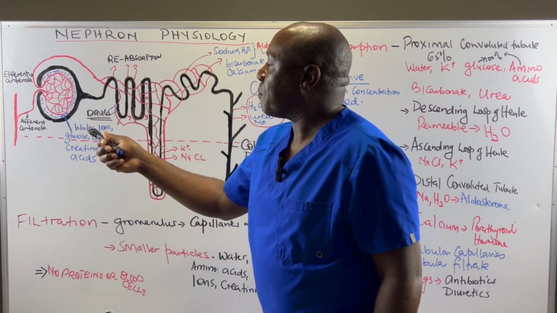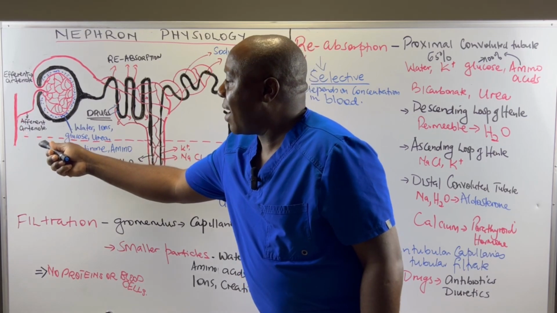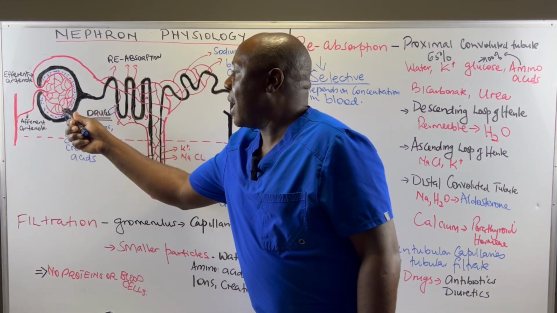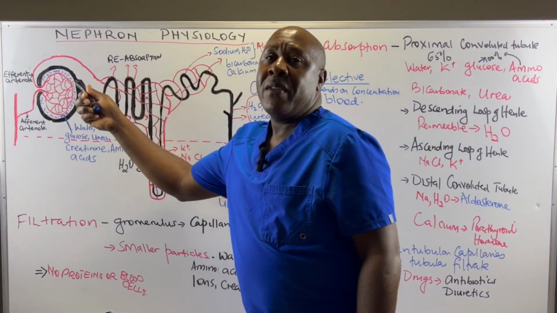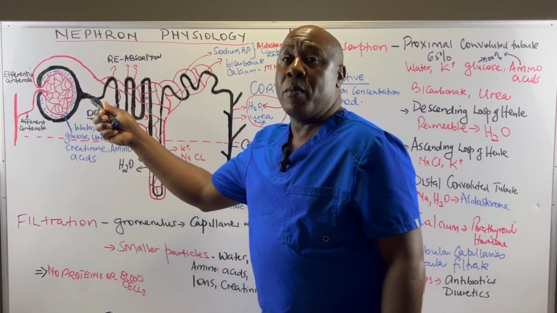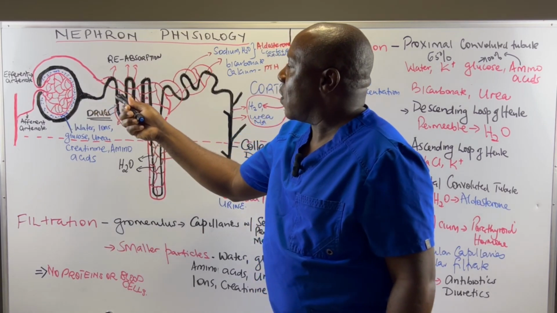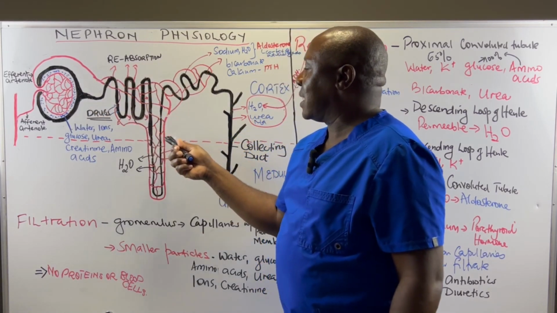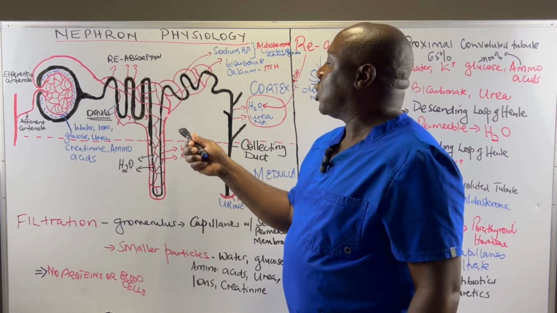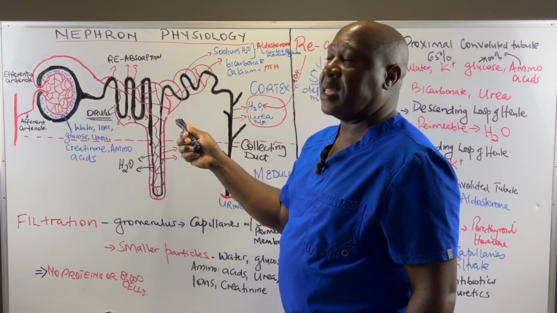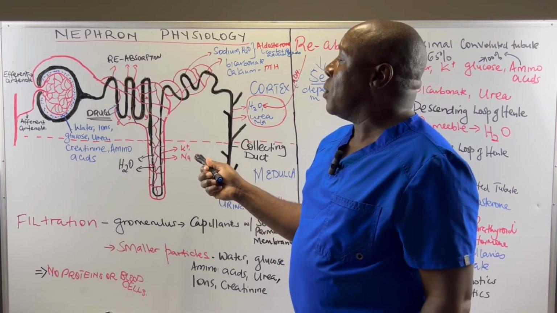while the Bowman's capsule is the cup-like structure in which that glomerulus is contained. Then we have two arterioles. We have the afferent arteriole that delivers blood to the glomerulus for filtration, and then the efferent arteriole that moves blood out of the glomerulus after filtration. And it is this efferent arteriole that winds itself along the path of this nephron to result in the formation of peritubular capillaries. So these capillaries that you see around the nephron are referred to as the peritubular capillaries.